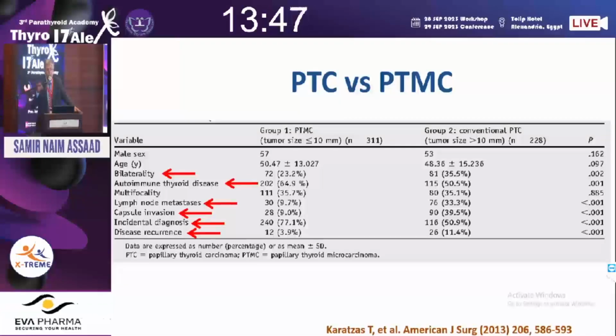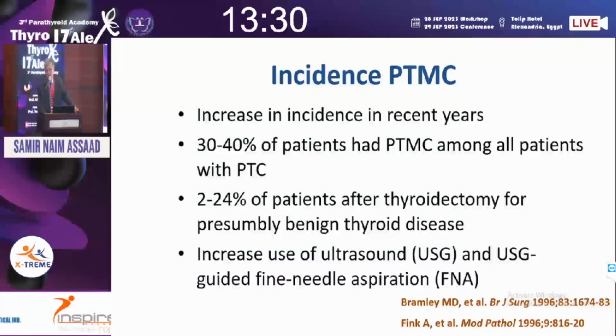Don't forget that a patient with autoimmune thyroid disease, whether hyper like Graves or hypo like the famous Hashimoto thyroiditis, can have an incidental finding of papillary thyroid carcinoma. So don't forget that. What about the incidence?